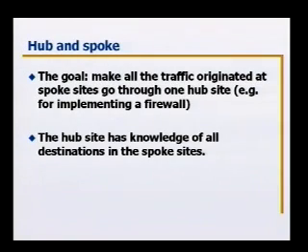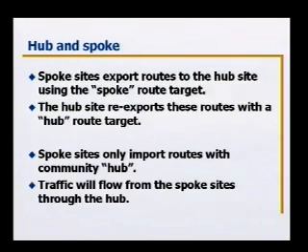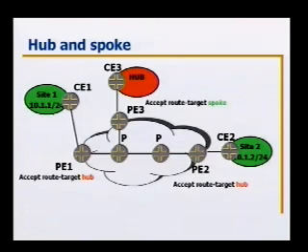How is hub and spoke achieved? Hub and spoke is achieved by using two communities, two route targets, a spoke route target and a hub route target. So the spoke sites are going to export the routes to the hub site using the spoke route target, and the hub site is going to re-export these routes with a hub route target. Then the spoke sites are going to import routes with community hub, and so the traffic will flow from the spoke sites through the hub site. And I'm sure this was completely unintelligible, so let's look at the example.